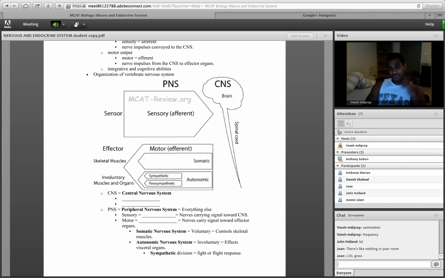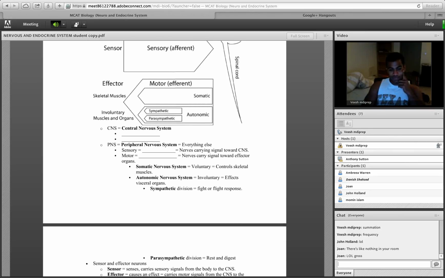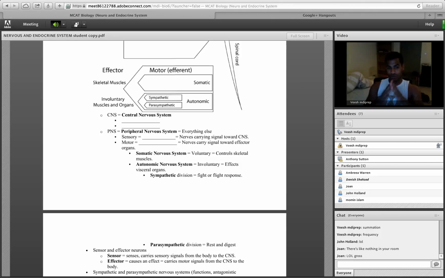So now we'll look at, within the autonomic nervous system, it pretty much breaks down again into two different parts. And that's going to be your sympathetic and your parasympathetic system. So sympathetic, that's going to be your epinephrine. It's going to be your fight or flight response. And your parasympathetic, it's going to be rest and digest.